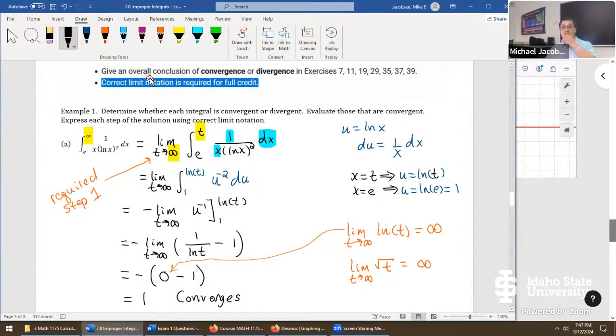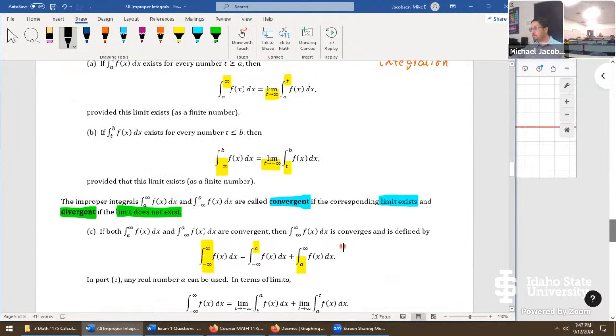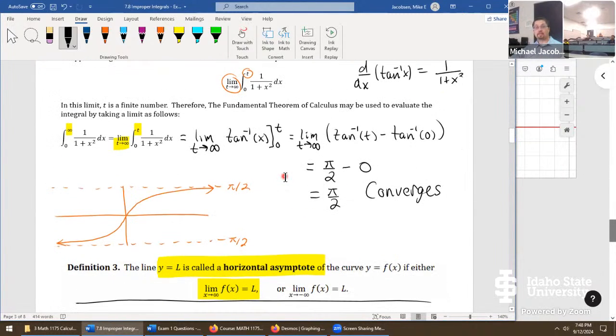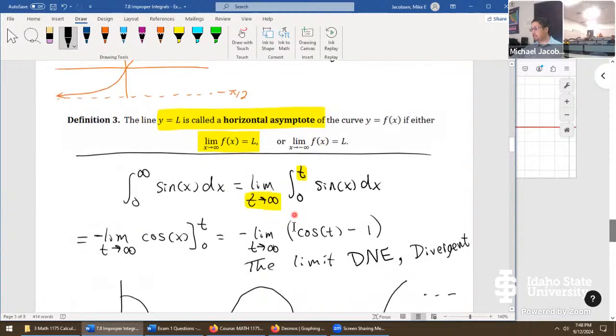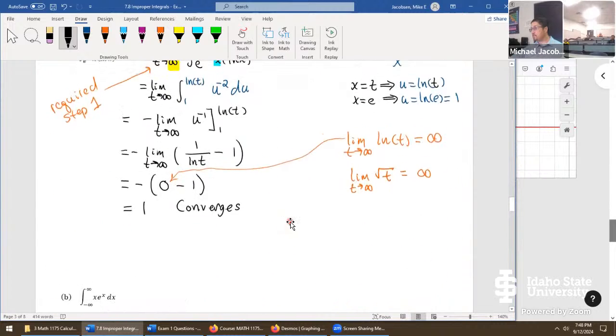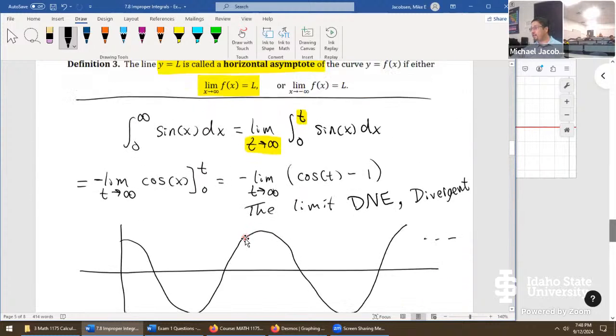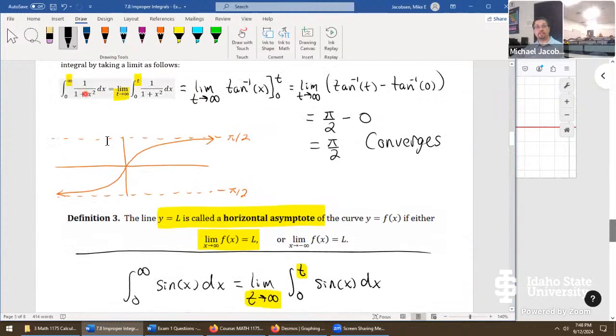Yeah, go ahead. So why is it that in the 1 over 1 plus x squared example that we did, we put the answer in as pi over 2? Because we approach the asymptote of pi over 2, but with that one that we just did, we said the area was 1. Would the area be the same on this one over here, on both sides?